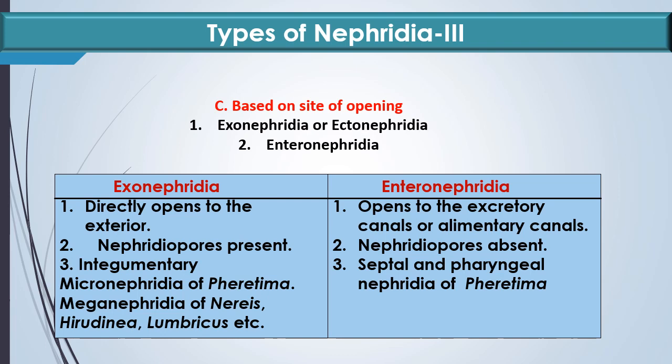On the other hand, the enteronephridia open to the excretory canal or alimentary canal. They do not open directly to the exterior because they lack nephridiopores. The septal and pharyngeal nephridia of Pheretima posthuma are examples of enteronephridia.